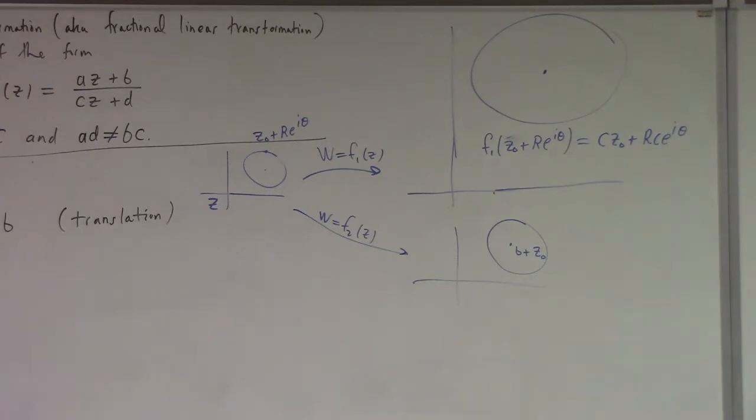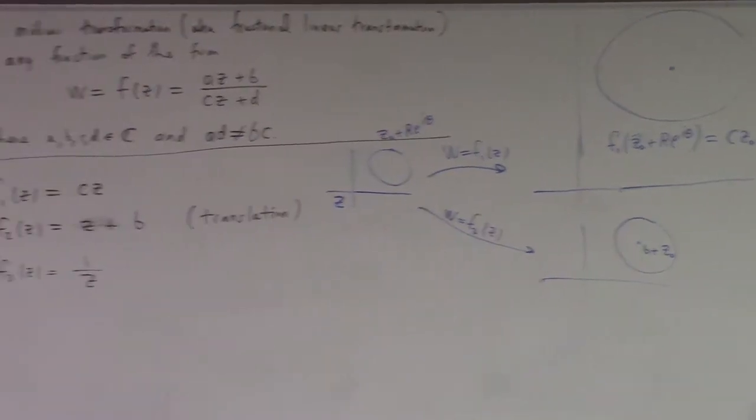What else can you talk about? You can talk about inversion. f3 of z is 1 over z, the so-called reciprocal map. What does that do to circles?